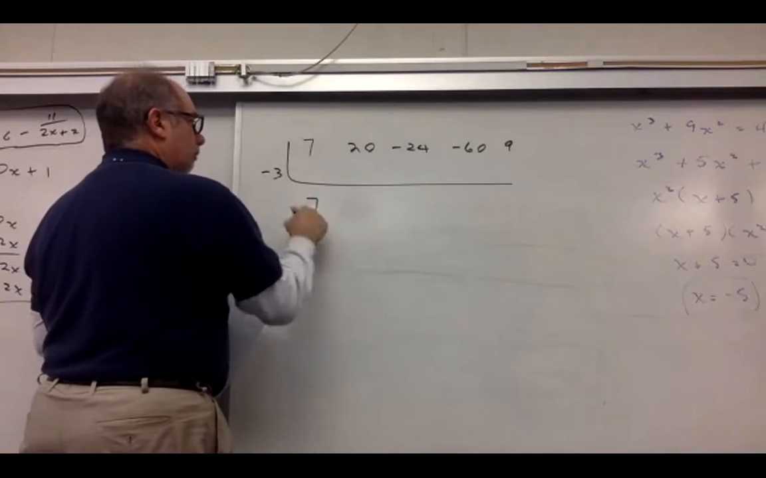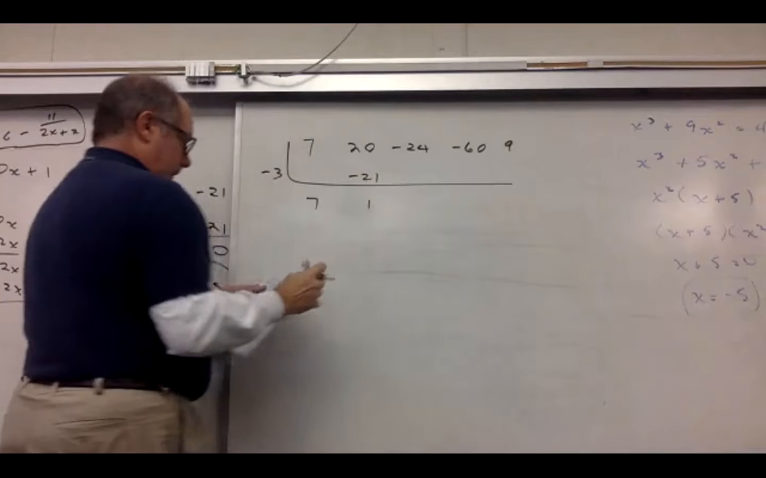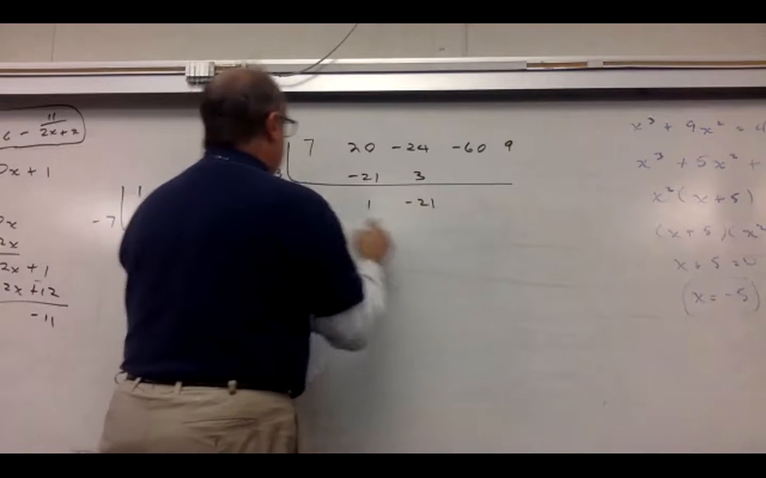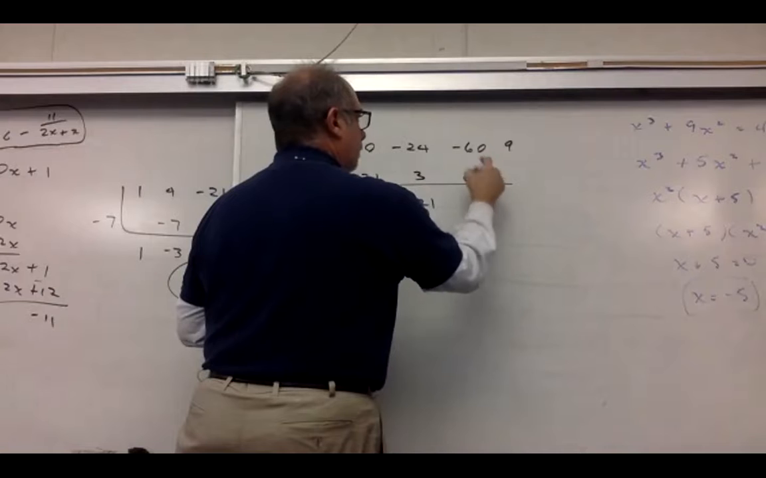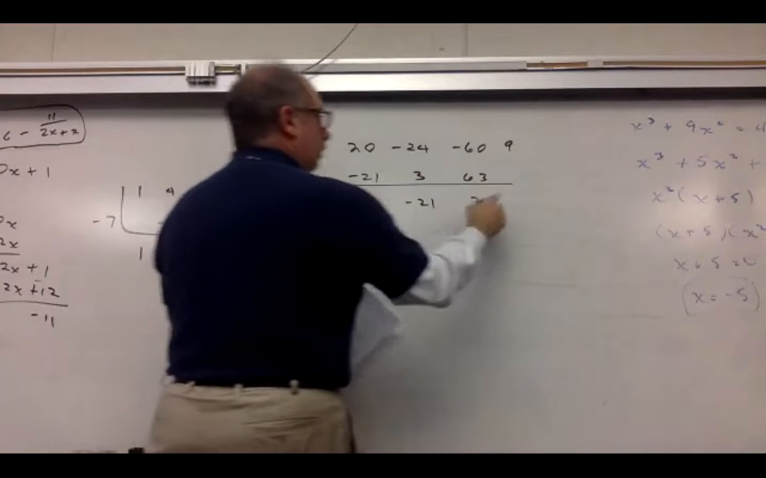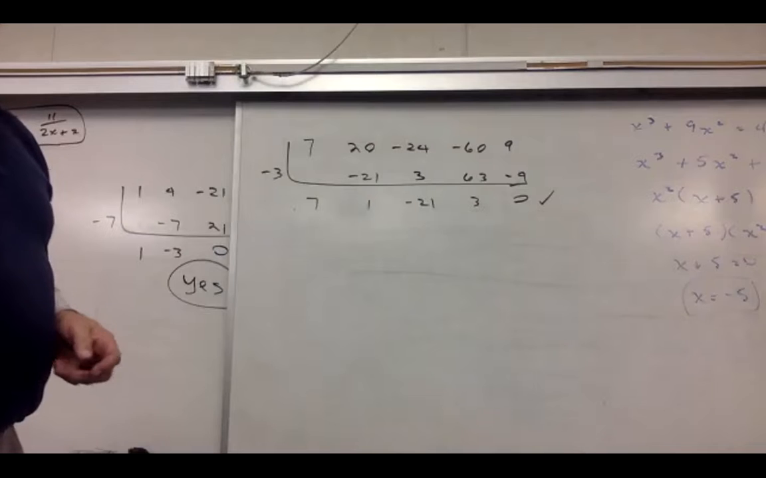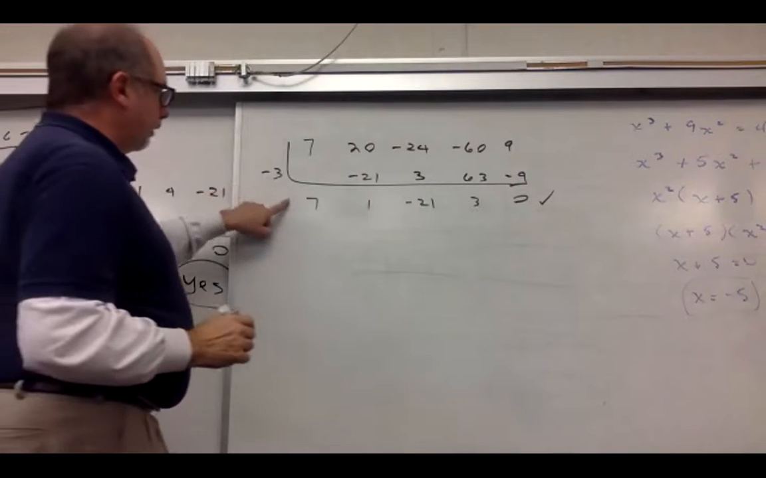Bring the 7 down. Multiply, add. Multiply, add. Multiply, add. Multiply, add. And it works out, so that I know that x equals -3 is a factor.